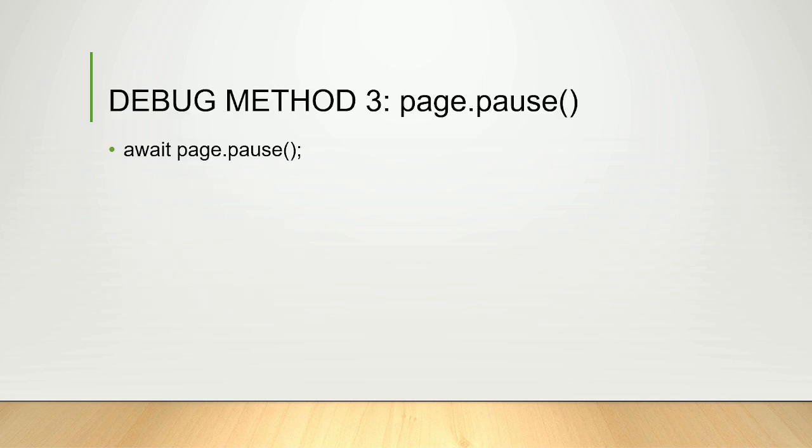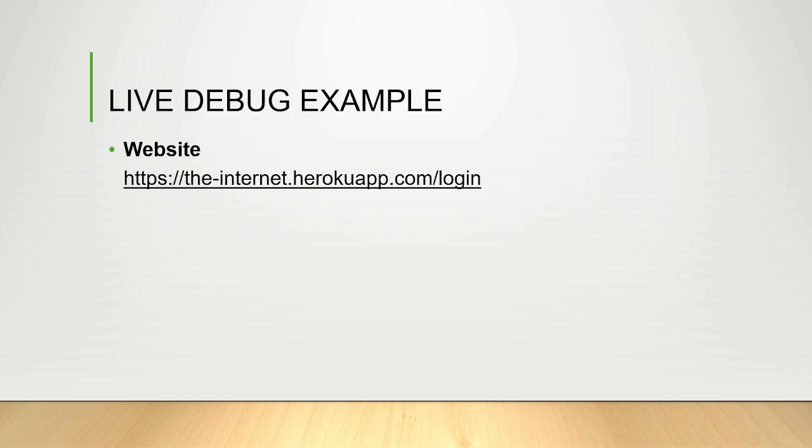So now we can see debug method 3, page.pause. Sometimes we don't want to debug the entire test. We want to pause at specific steps. So that's where page.pause helps. When Playwright reaches this line, execution stops and Inspector opens. This is perfect for live debugging while developing a test. This is the recommended and correct command. So we can see this is the live example and we can execute every debug command and see what will happen.